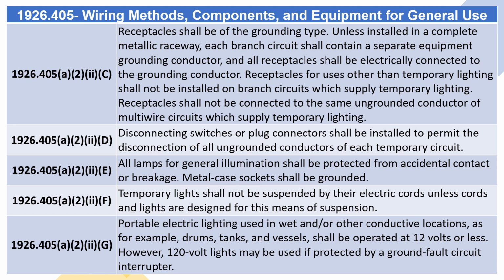1926.405 A.2.2e All lamps for general illumination shall be protected from accidental contact or breakage. Metal case sockets shall be grounded. A.2.2f Temporary lights shall not be suspended by their electric cords unless cords and lights are designed for this means of suspension. A.2.2g Portable electric lighting used in wet and/or other conductive locations, as for example, drums, tanks, and vessels, shall be operated at 12 volts or less. However, 120-volt lights may be used if protected by a ground fault circuit interrupter.